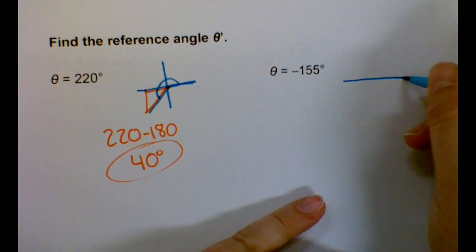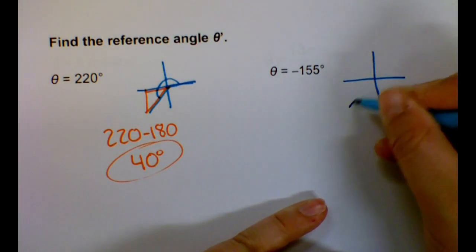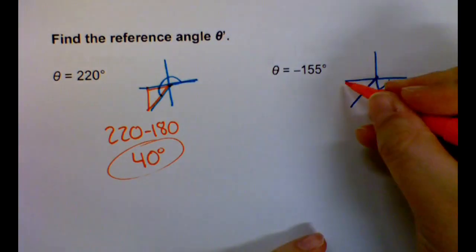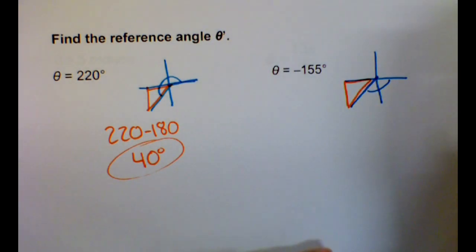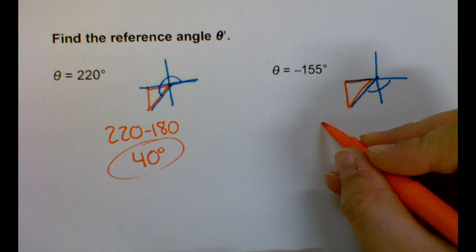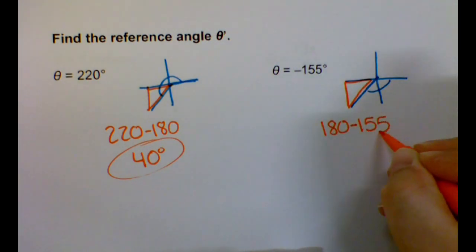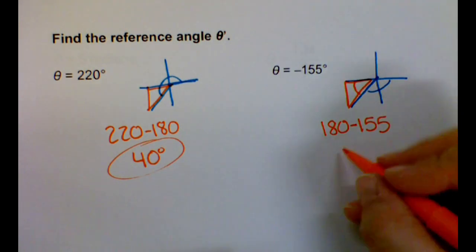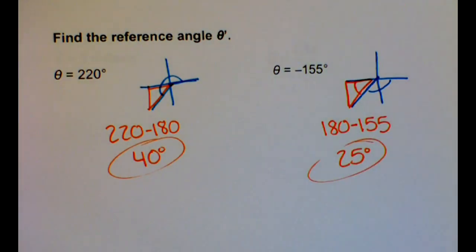Negative 155. All right, well, I went negative 90, negative 155 is somewhere over here. My reference angle here is how far it would take to get to the x-axis there. We're going to take 180 minus 155 in this case. This one's weird because we're trying to figure out how much further we have to go. That is 25 degrees. Our reference angle would be 25 degrees.